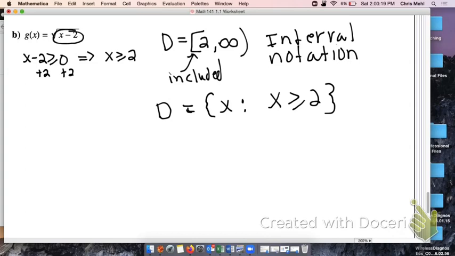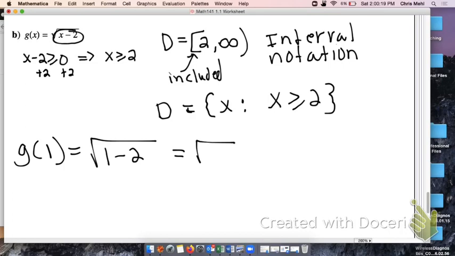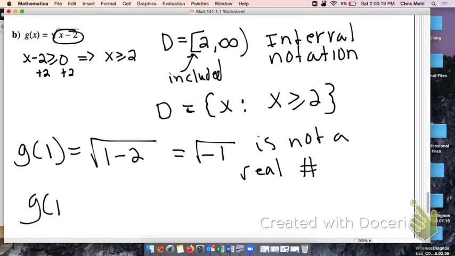Notice that you would not be able to plug, say, 1 into this function. I would say something like g of 1, that's the square root of 1 minus 2, that's the square root of negative 1, which is not a real number. So that means that g of 1 is undefined, or 1 is not in the domain.